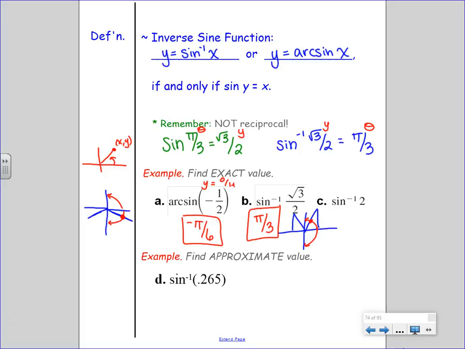How do you want it? What principle? What's a good example? Like sine of pi over 3. Like, oh, sorry.